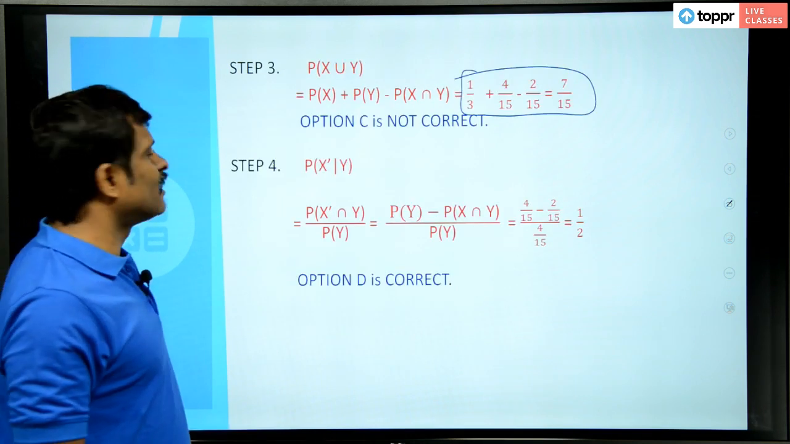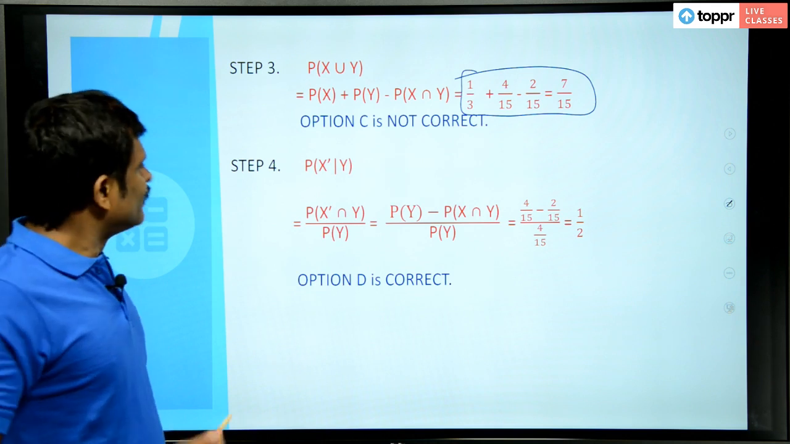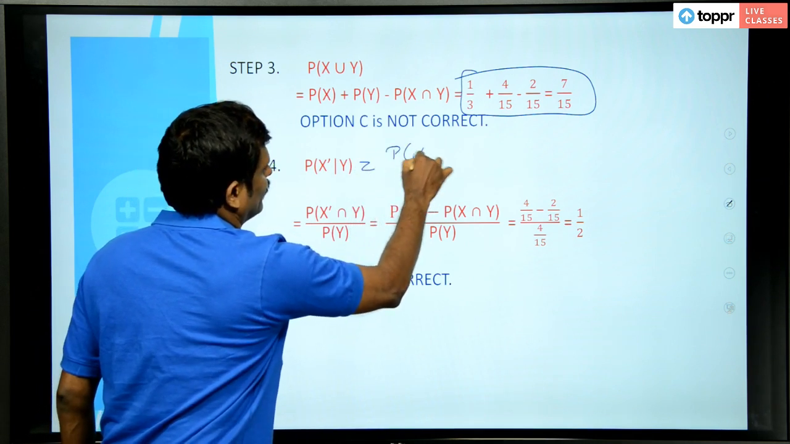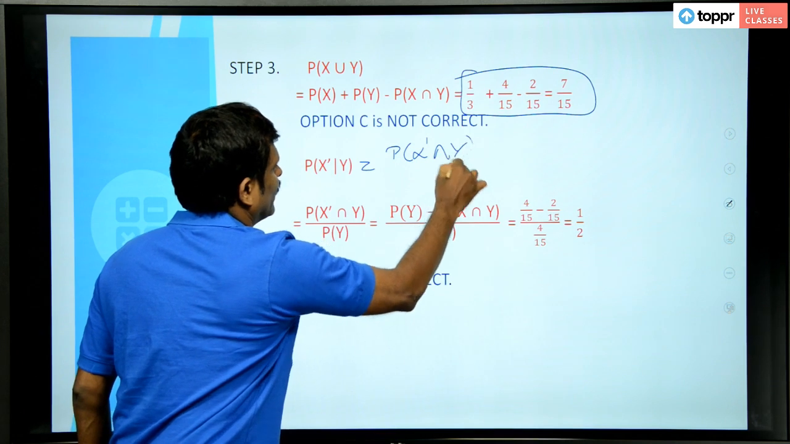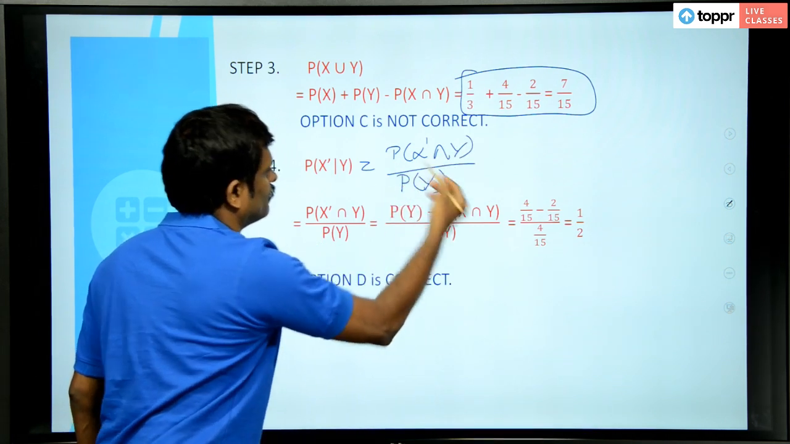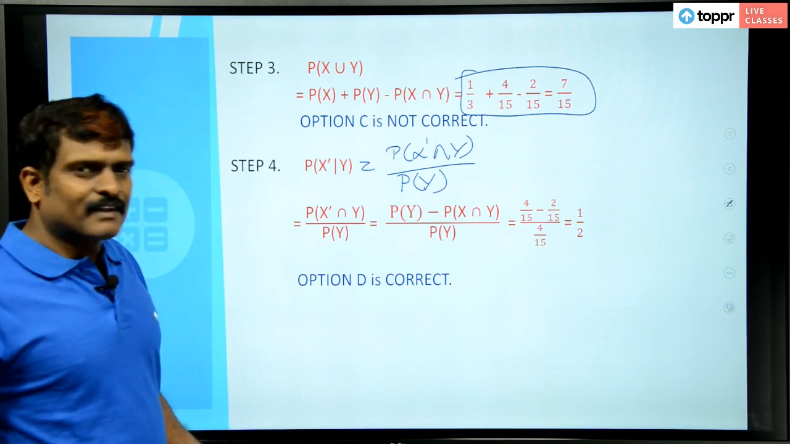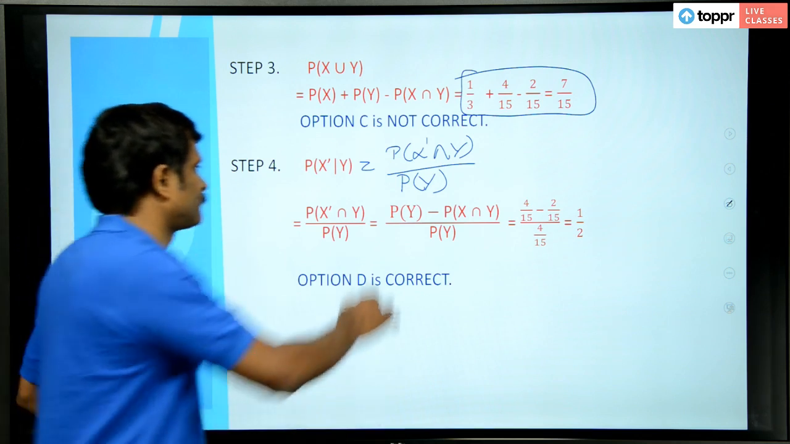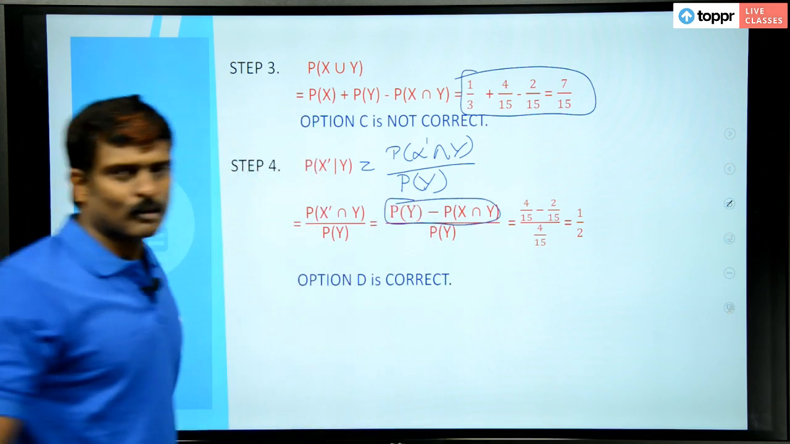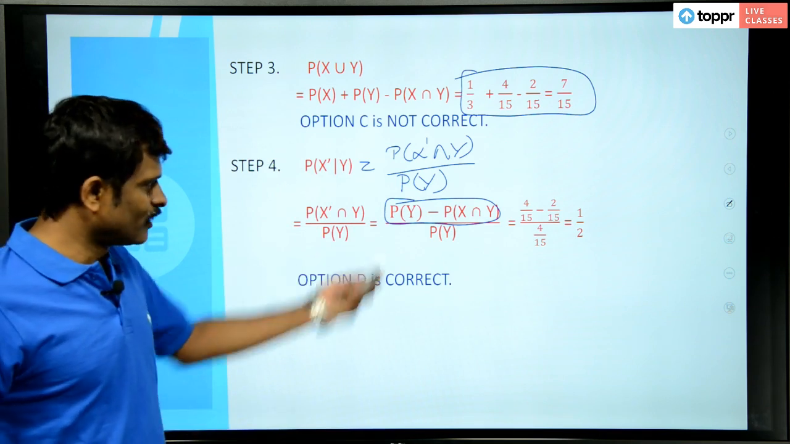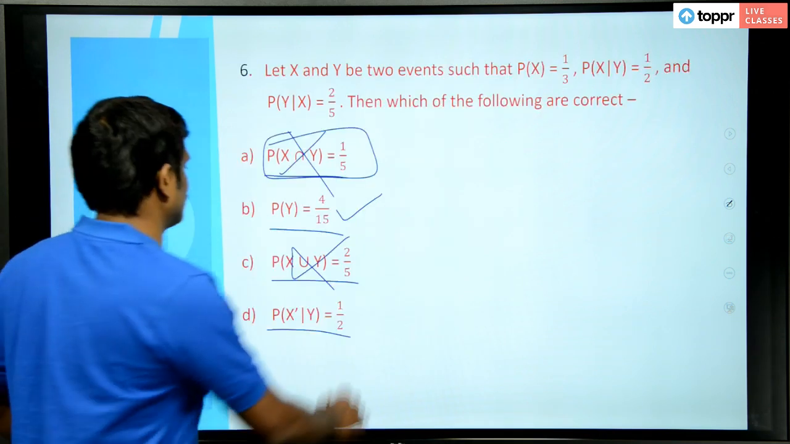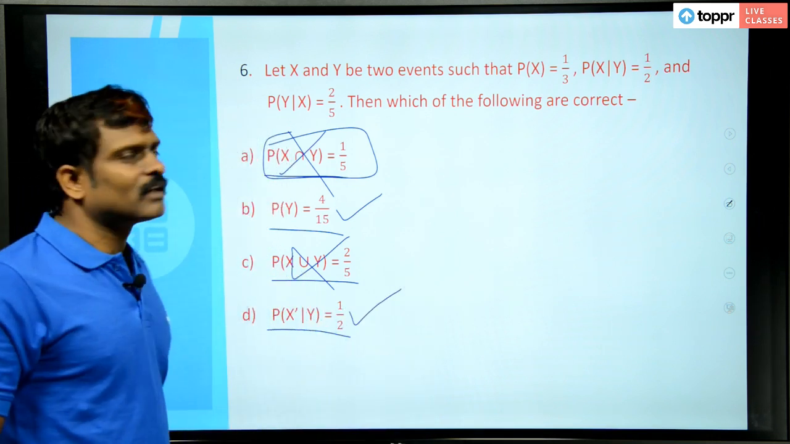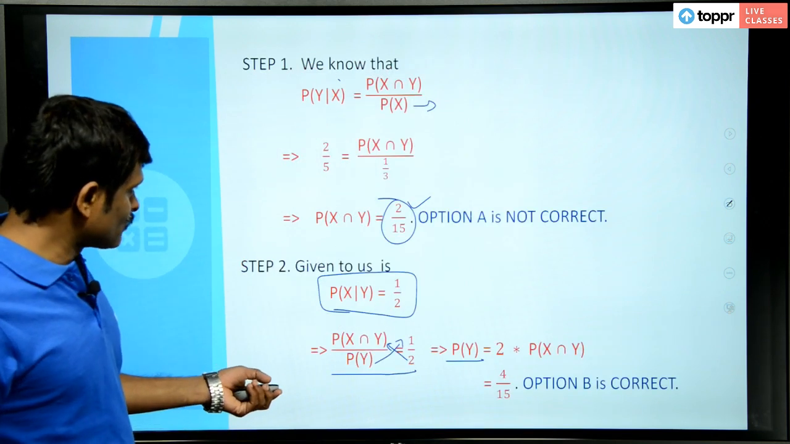And then the probability of x dash, meaning not x, given y. Using the formula, this can be written as the probability of x complement intersection y by the probability of y. Now, x complement intersection y is what? From the probability of y you have to subtract the probability of x intersection y. So that is the formula for it: the probability of y minus the probability of x intersection y, divided by the probability of y. Substituting all our values again gives the right answer. So, in this question, second and fourth are the correct options, and the rest are wrong options.